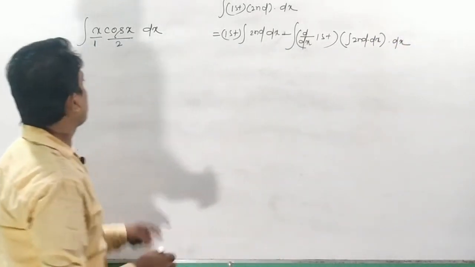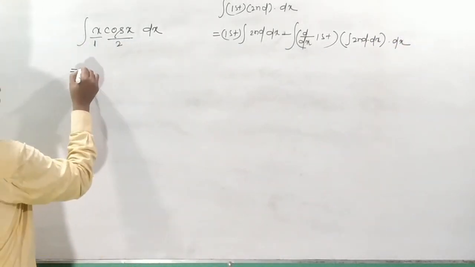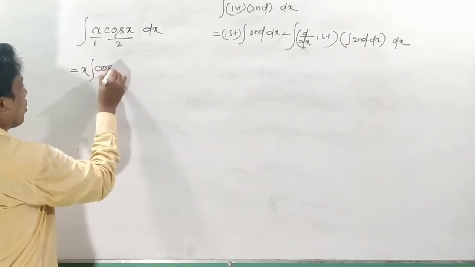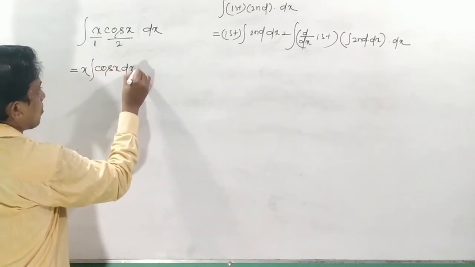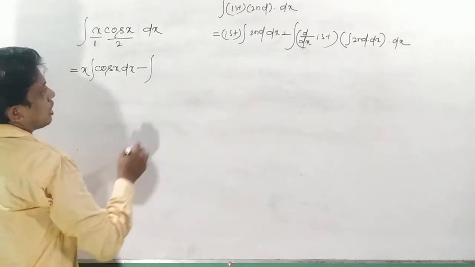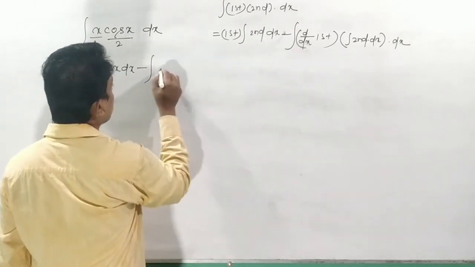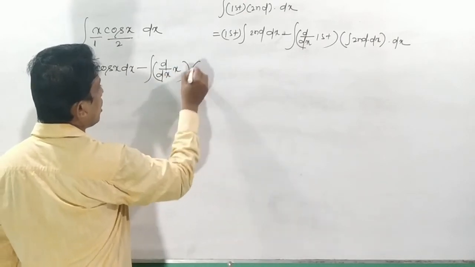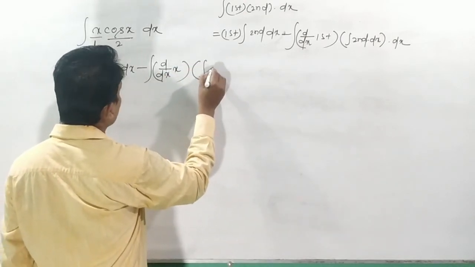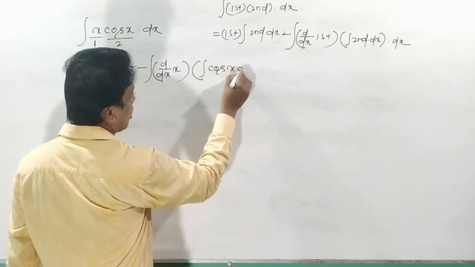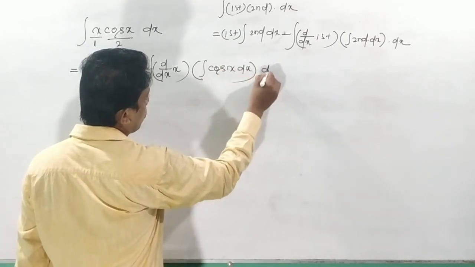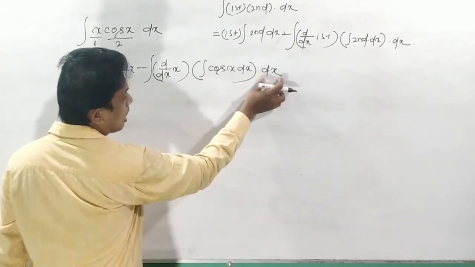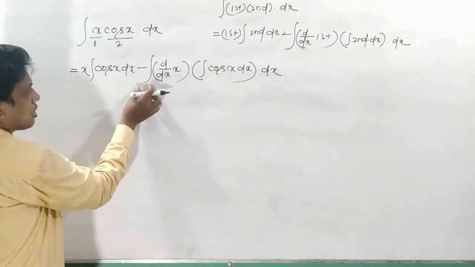So apply this. Now the first function is your x, into integration of the second function, which is your cos x into dx, minus integration of the derivative of the first function, which is what? It is 1, into integration of the second function cos x into dx, whole into dx. This dx is for this integration and this dx is for this integration.